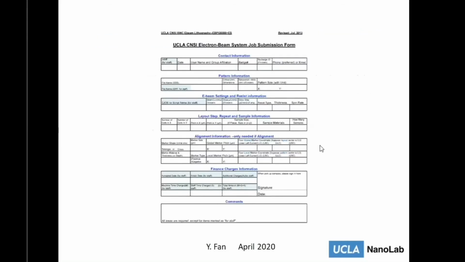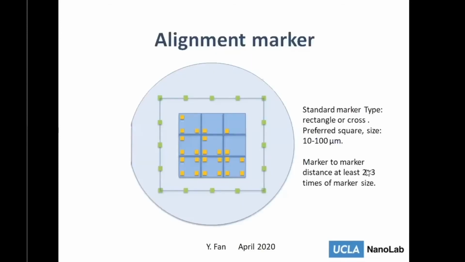Okay. So here is the e-beam job submission form. As I said, you need to submit this form for each writing. So basically, with this form submitted, I can use it to write your sample. So the next one, I will talk a little bit about alignment markers. That might be some basic things.